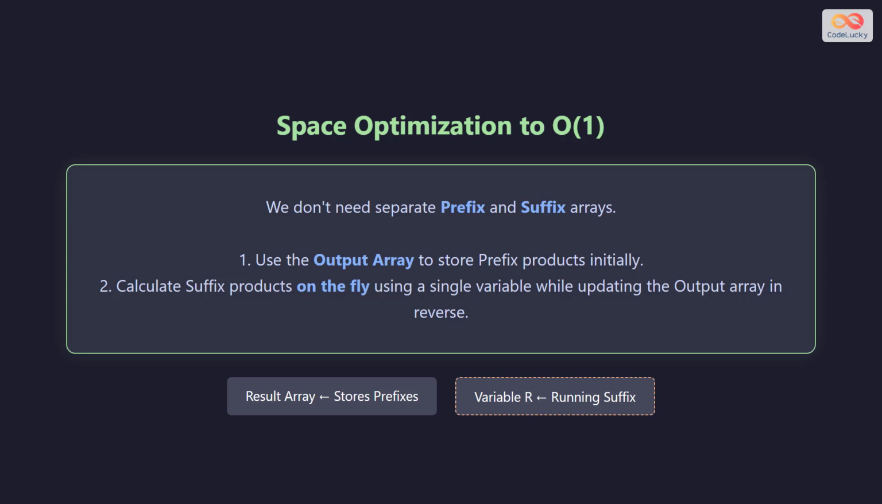Can we optimize the space? Yes. We realize we don't actually need to store the suffix array explicitly. We can just use the output array to store the prefix products first. Then, we can calculate the suffix product on the fly using a single running variable as we loop backwards through the array.